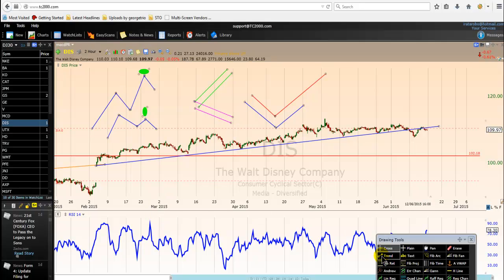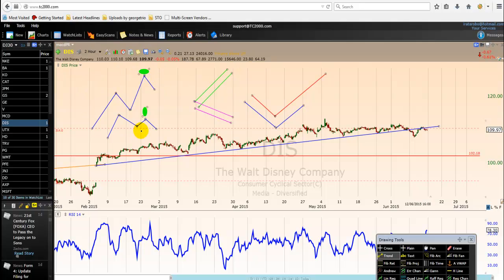The opposite is also true, my friend. This time the price is in a declining channel, but the RSI is in a rising channel. This is a bullish divergence. This is another type of divergence.